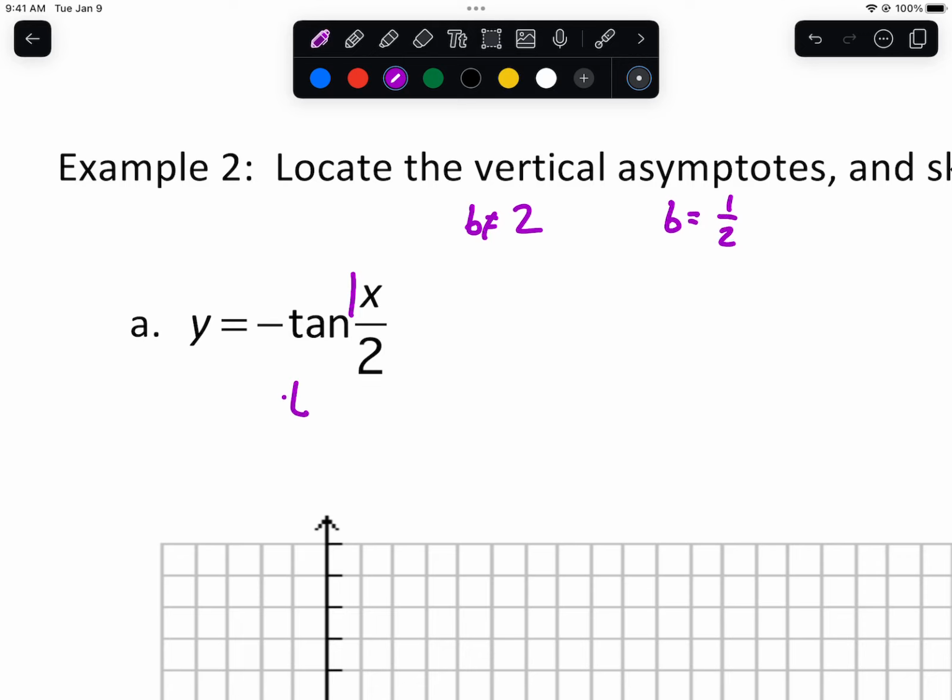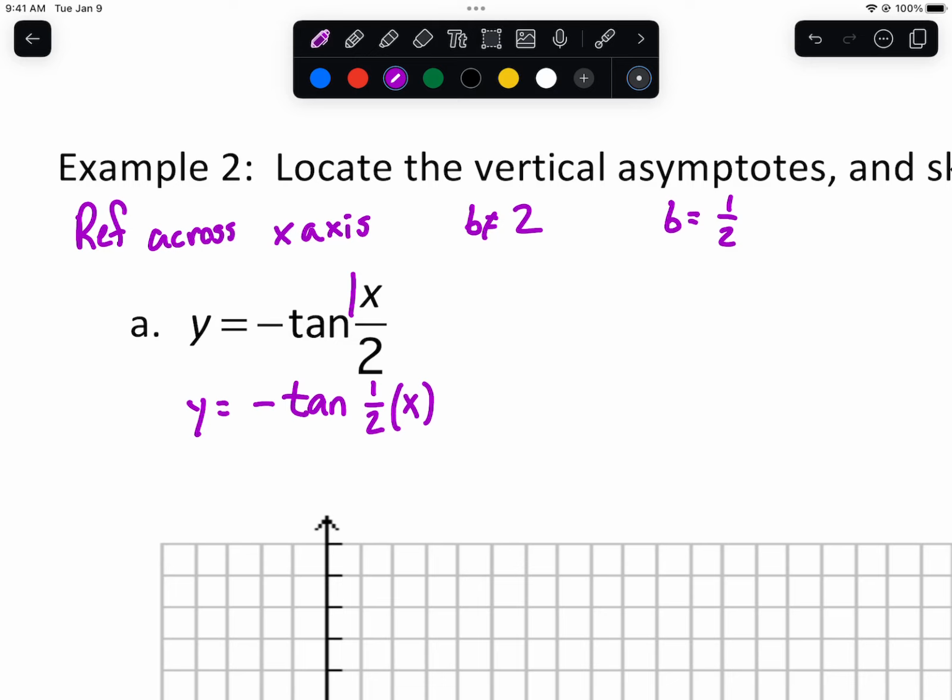If you want to rewrite it, you could rewrite it like this here: tangent of 1/2 of x, kind of like that. And I guess we got the negative out front. So that's going to do a couple things. The 1/2 is going to change the period, and then the negative actually will do a reflection across the x-axis like that.